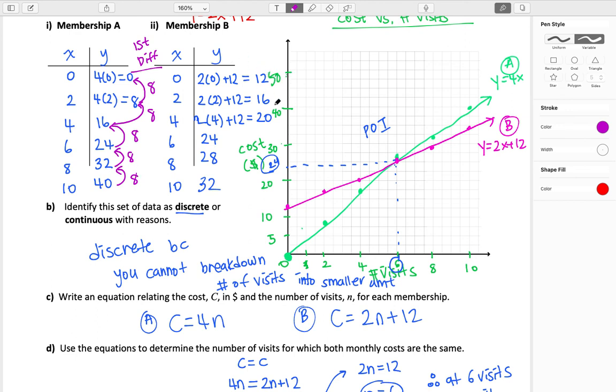Same thing for membership B. The first difference is always based on the y value, assuming that the x is always increasing by the same amount. So 16 minus 12 is 4. 20 minus 16 is 4. 24 minus 20 is 4. And they're all the same. So when the first difference is the same in the table of values, we know that it's going to be a linear relation.